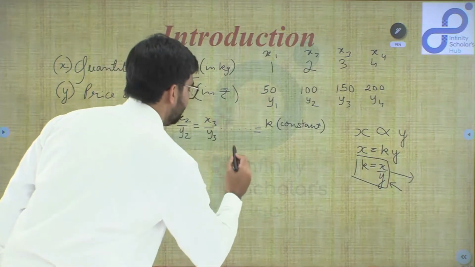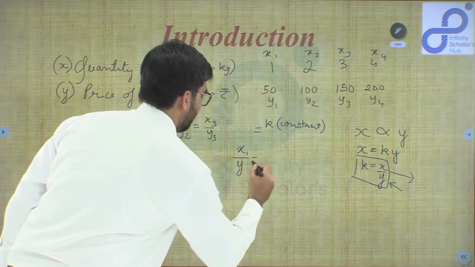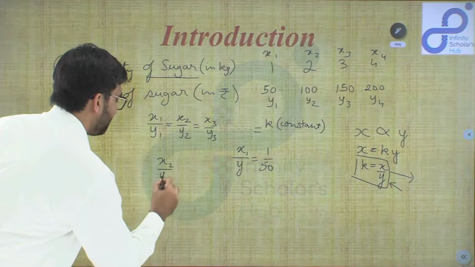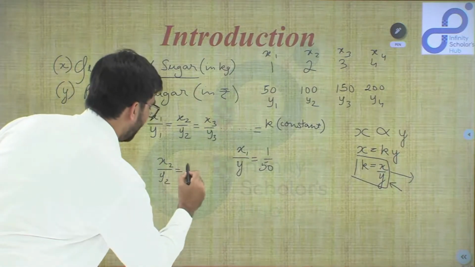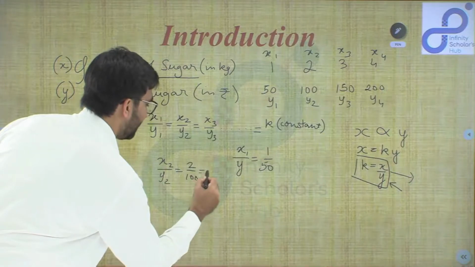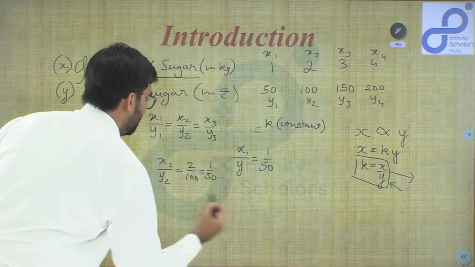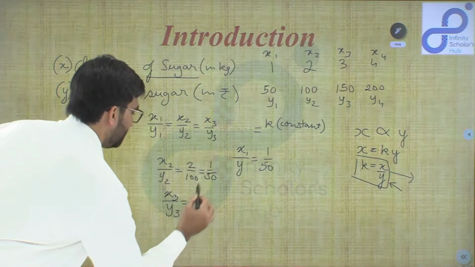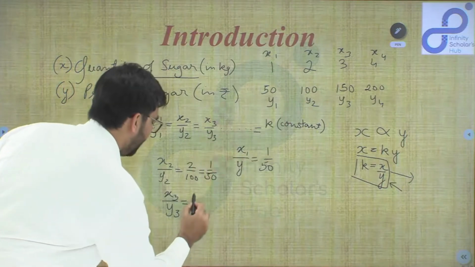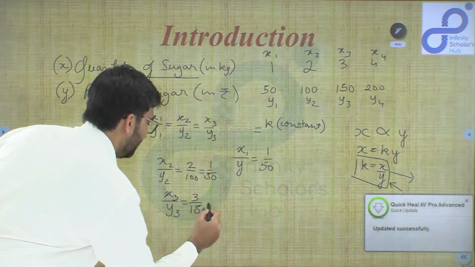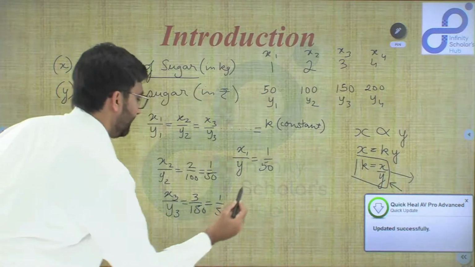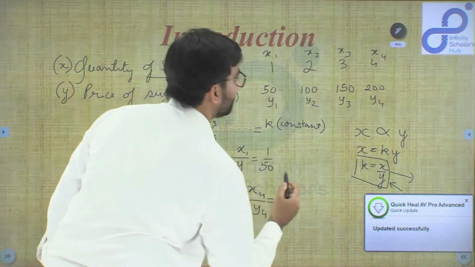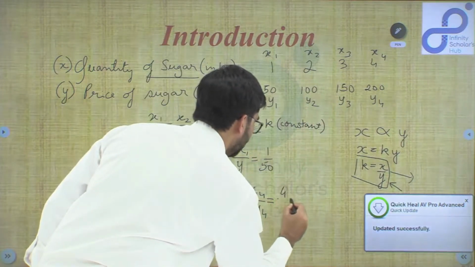Let's check. If I do x1 upon y1, this will give me 1 by 50. If I do x2 upon y2, that will be 2 upon 100. This is again 1 by 50. Then if you do x3 upon y3, you will get 3 by 150. So this will again give you 1 by 50. And if you do x4 by y4, this will be again 4 upon 200.